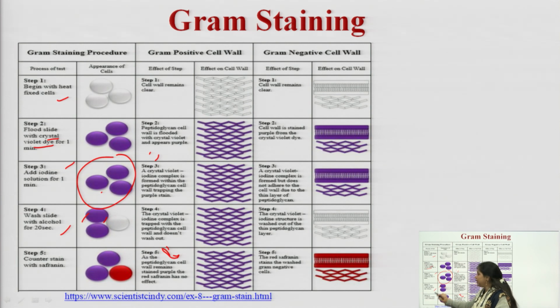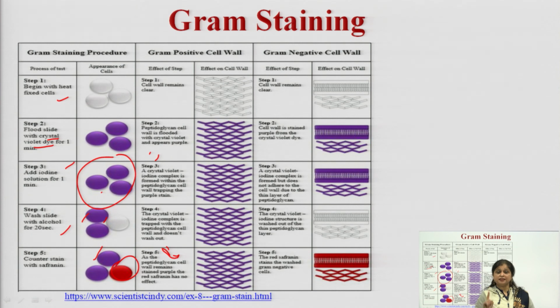In step 5, you add the counter stain. The secondary stain will get absorbed within the gram negative bacteria, but it will not impact the gram positive bacteria. So, mainly this procedure has to be performed in steps. The first step is to heat fix the smear. You add the bacterial suspension, heat fix it, and after that the first reagent you need to add is the primary reagent.